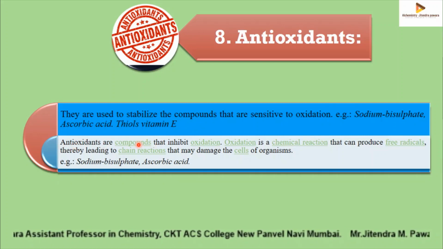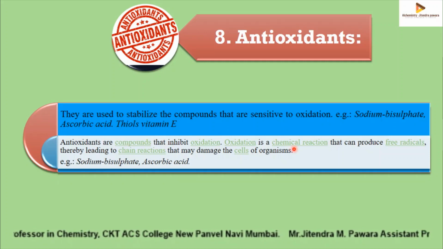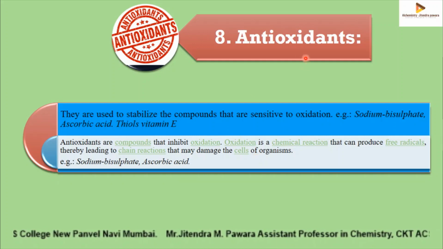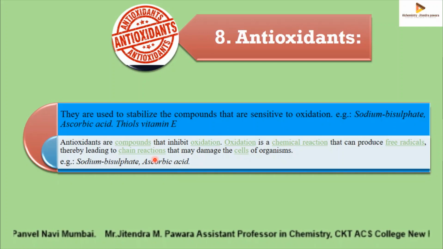So antioxidants are compounds that inhibit oxidation. Oxidation is a chemical reaction that can produce free radicals, thereby leading to a chain reaction and may damage the cells of an organism. So after the chemical reaction it produces free radicals and the free radicals may damage your cells. So the role of this antioxidant is it blocks those free radicals or converts them into neutral molecules. The examples of antioxidants are sodium bisulfate, ascorbic acid, sometimes called vitamin C, thiols and vitamin E. These are the examples of antioxidants.